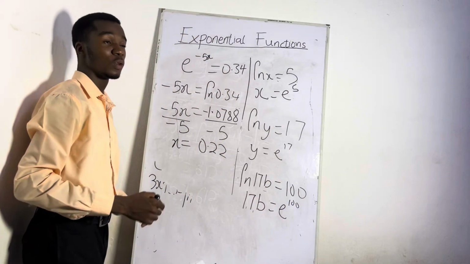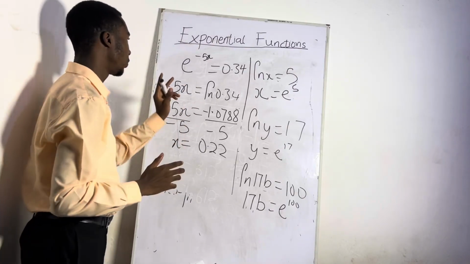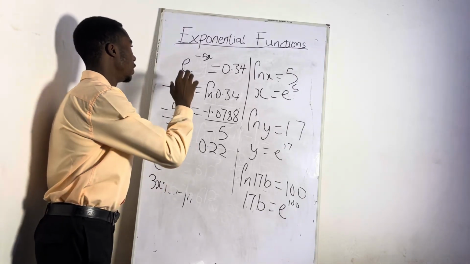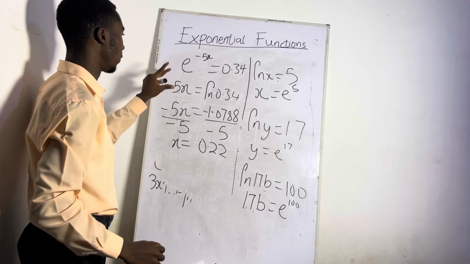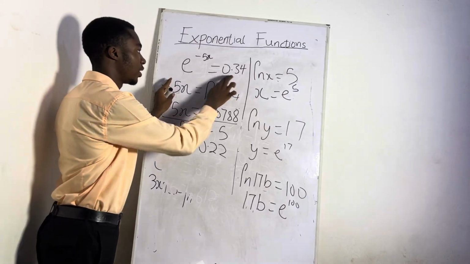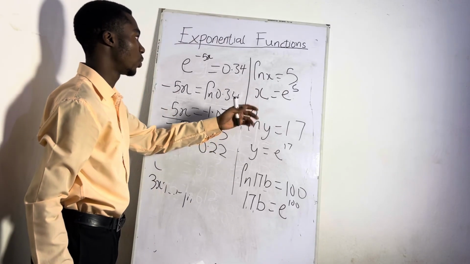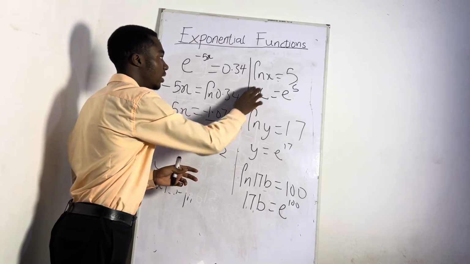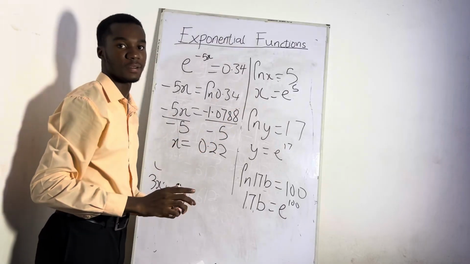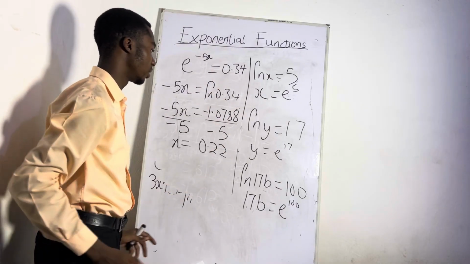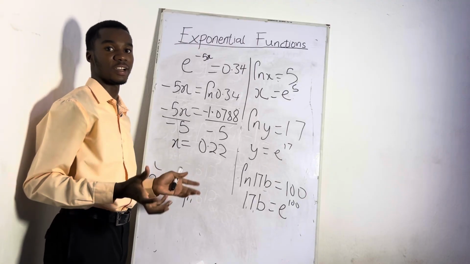You get it? If you really want to understand these topics, you have to get the basics of this. Just put in your mind, anytime they give you e exponent something is equal to a number, you take the exponent, then it's equal to that number, then you add ln to it. When they give you something like ln x is equal to 5, you take what is attached to the ln, which is x, then it's equal to e exponent whatever is there. That's how you go about it. Now that we've understood this, let's take some questions so that you understand everything I've been trying to say.